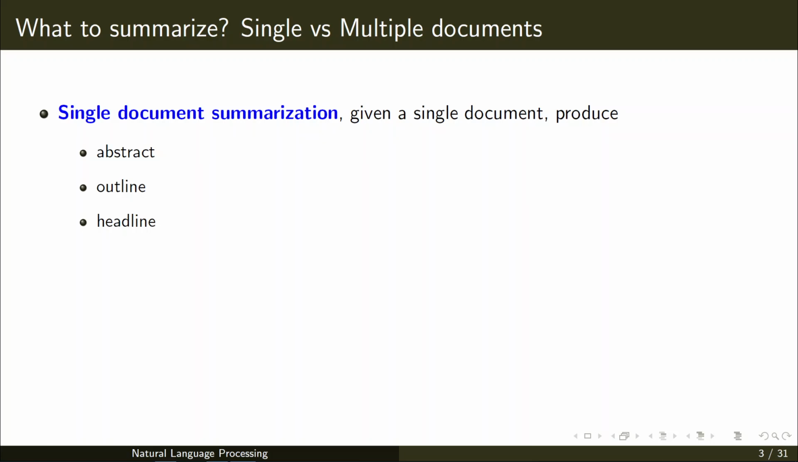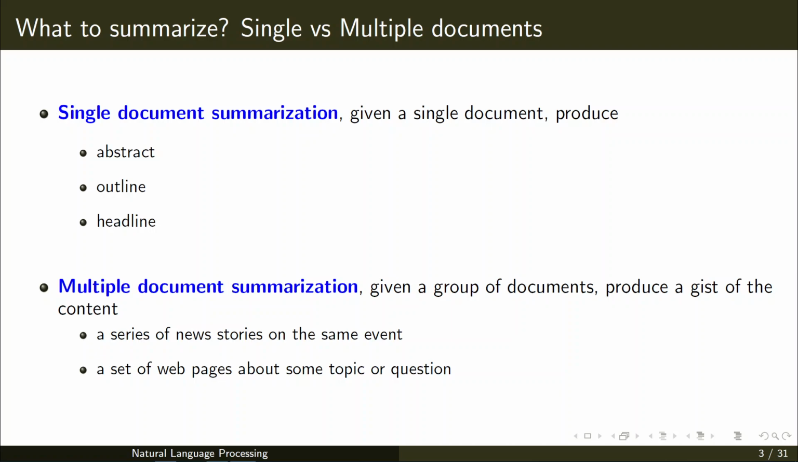Text summarization can be single document summarization or multiple document summarization. As the name suggests, in single document summarization, the input given is a single document. You are supposed to produce an output as an abstract, outline, or headline. For example, given a news story, suggest the best headline for that. Multiple document summarization is somewhat similar to complex question answering, where you would like to summarize multiple documents.